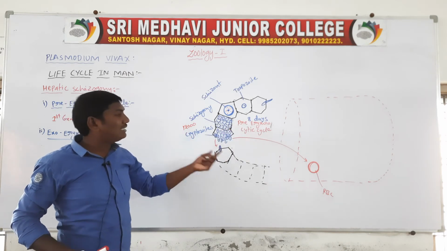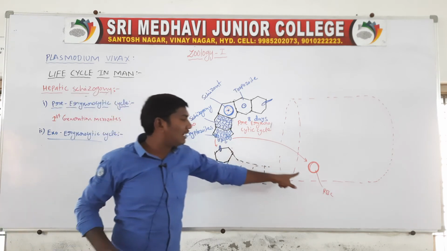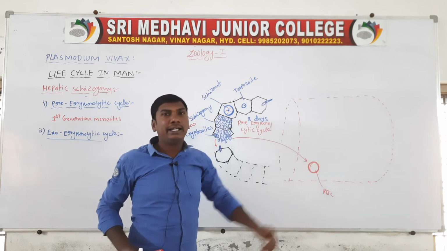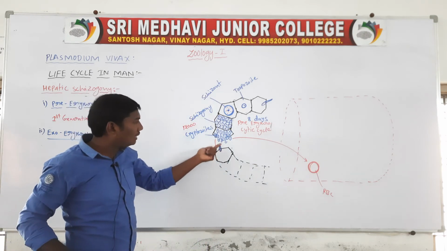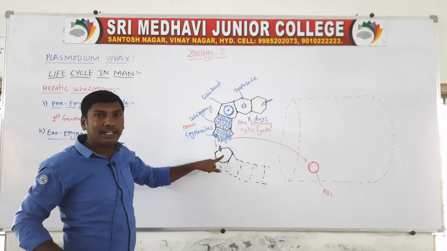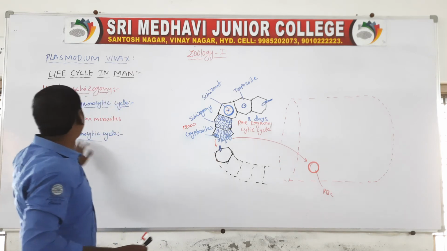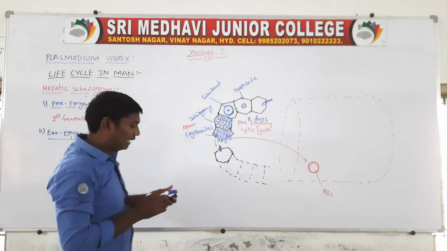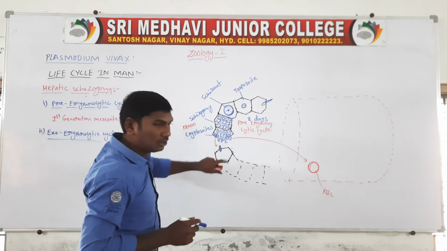So these cryptozoites have two options. One option, entering into the RBC, they continue to the erythrocytic cycle. The second option, these cryptozoites entering into the new liver cell, continue to the exo-erythrocytic cycle.